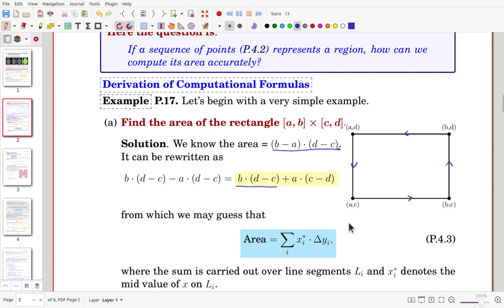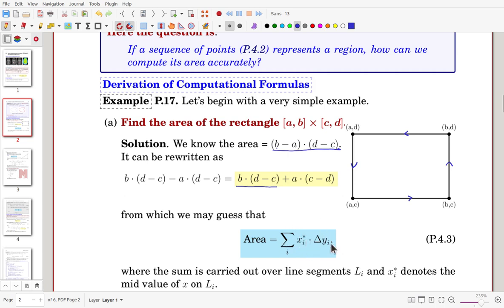So we may guess the formula: the area must be the x value times the change in y. Now rather than the x value, we try to use the mid value. Of course, along that line segment, the mid value of x is the same as b, because in the x direction there is no change. But once it is changing in the x direction, then we use the mid value of x.